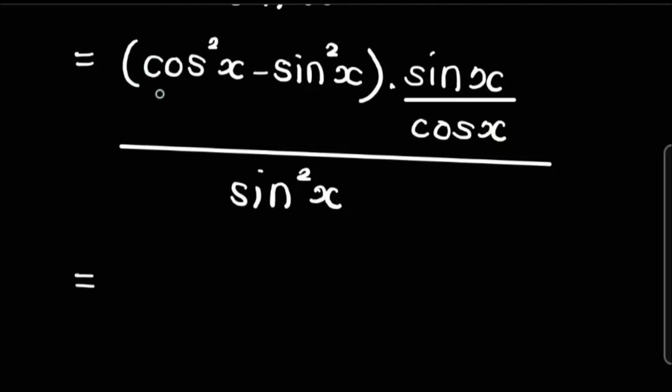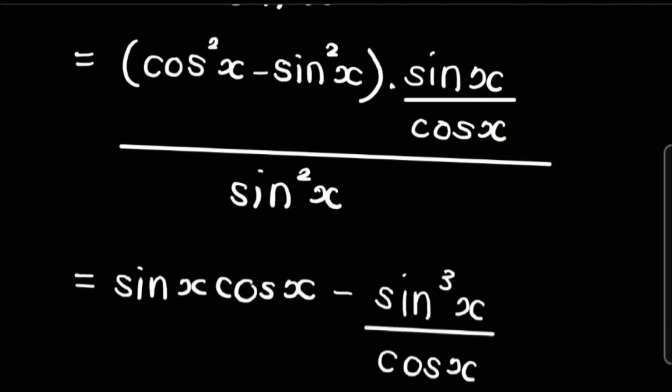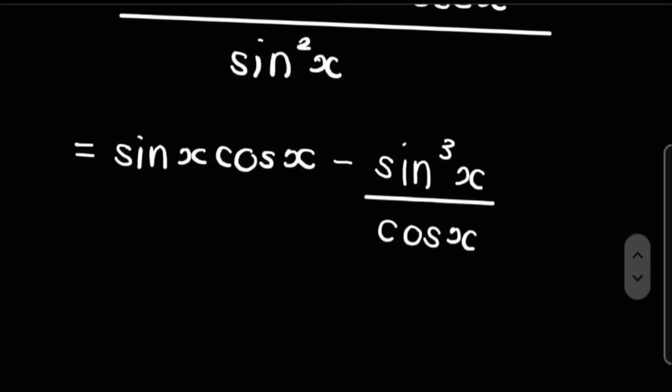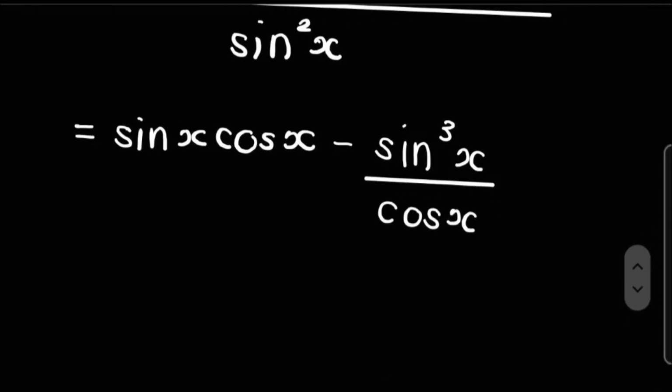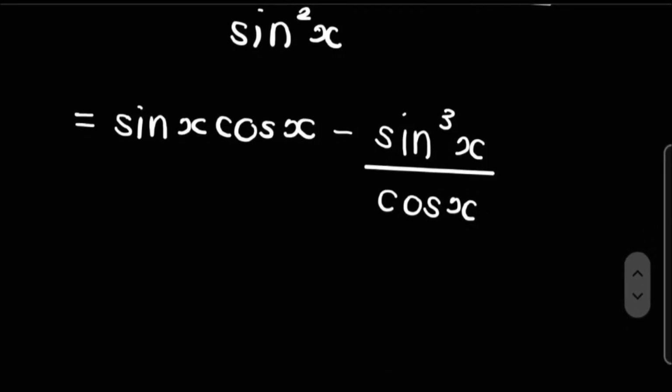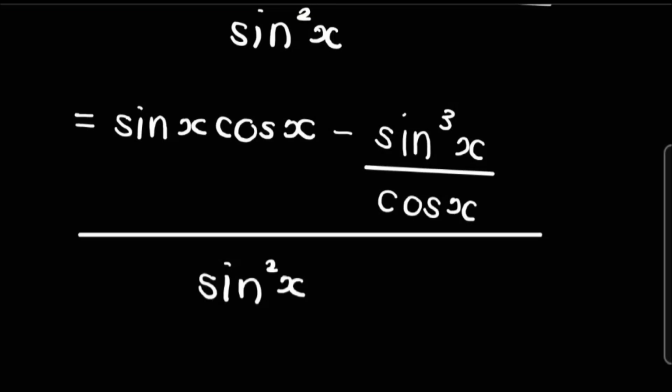Now, first multiplying cos squared x with sine x over cos x, what's going to happen is one of the cos is going to cancel out with the cos from the bottom. So that is actually just going to give us sine x cos x. We're now going to multiply negative sine squared x with sine over cos. That gives us negative sine cubed x over cos x. And let's just place our denominator as is, and that is sine squared x.